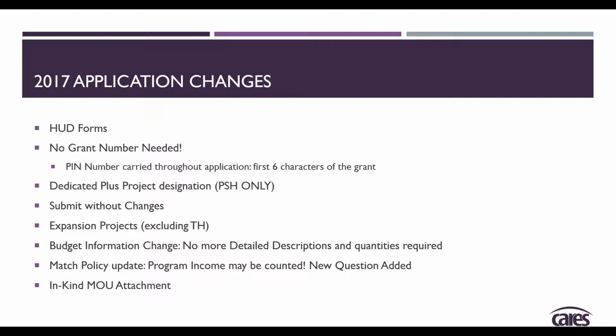Another really great thing, there was a change in the budget information. So in the past, where you had to put a narrative, a detailed description and quantity or quality of what you were doing for that money, HUD has taken that away. So now if you're applying for support services and it's $24,000, instead of having to say $24,000, 0.2 FTE of this person, 0.5 FTE of that person, you don't do that anymore.